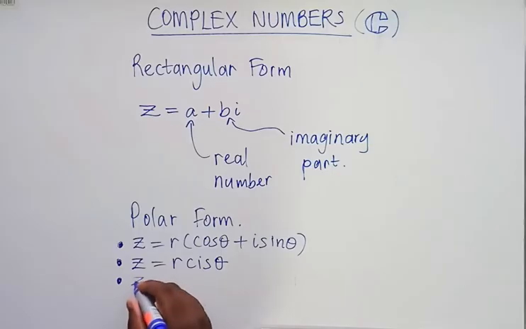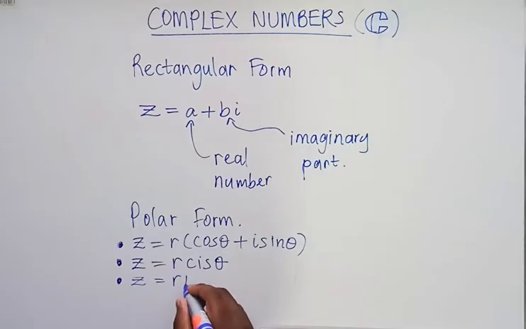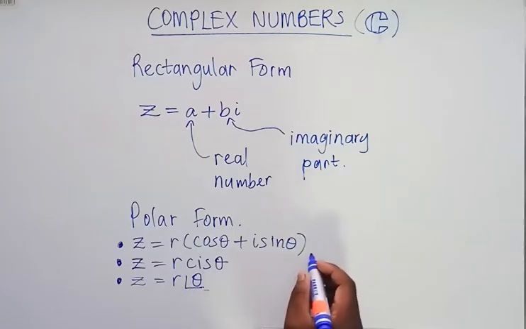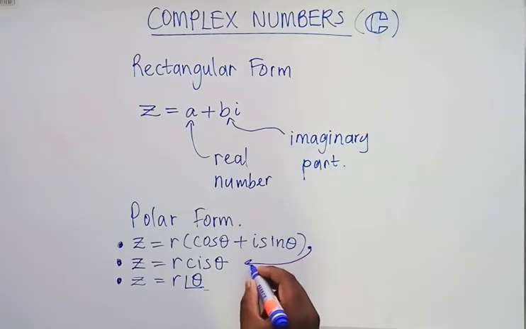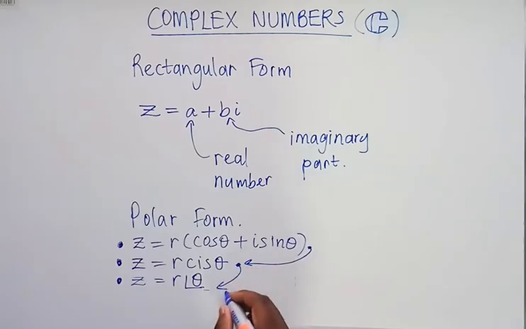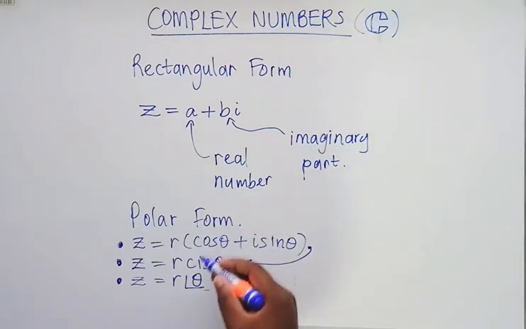Then the last form for your polar form is r, then your angle. R will be your modulus, we'll talk about that later, and this part represents the angle theta. So we are making it shorter from this to that, and then from this we come to this. So any form is acceptable. We call these forms polar forms.